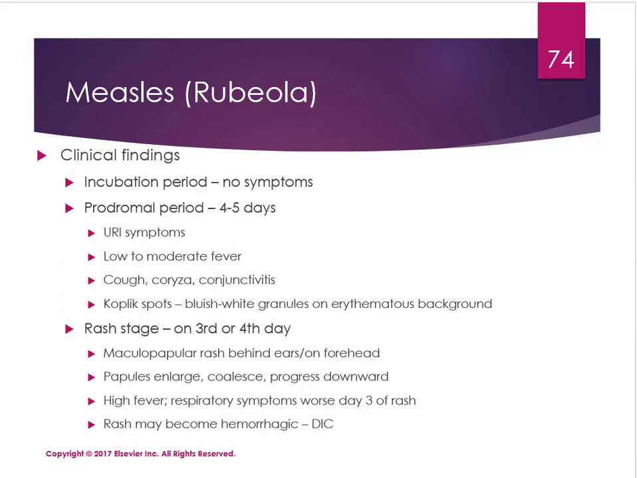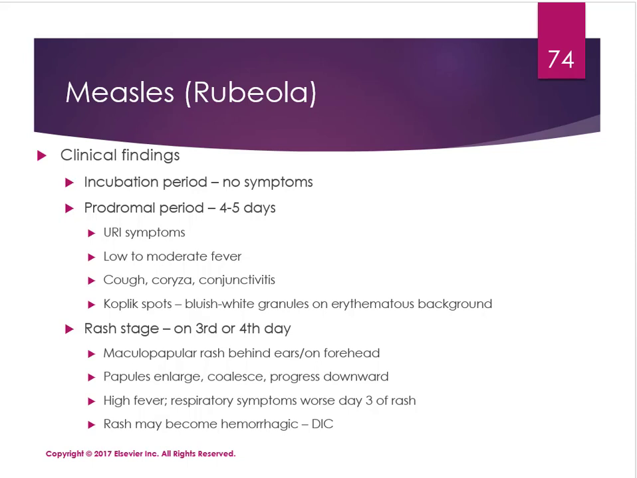Clinical findings include in the incubation period, there's no symptoms. In the prodromal period, about 4 or 5 days, you can have upper respiratory symptoms, a low to moderate fever, cough, coryza, and conjunctivitis. You can also have Koplik spots, which are bluish-white granules that have a red and swollen background. These can be found on the mucosa opposite the lower molars. They typically last only about 12 to 15 hours and are specifically characteristic of measles.